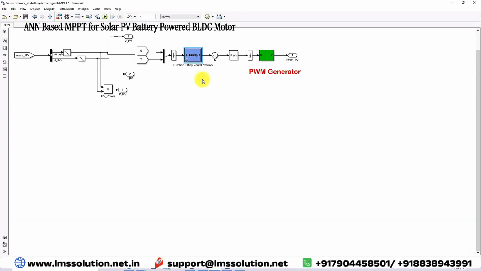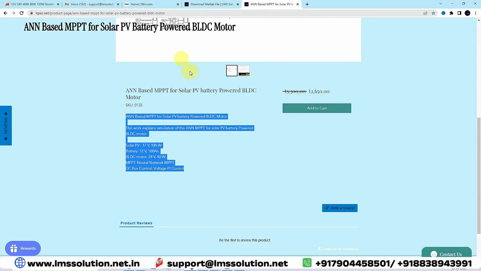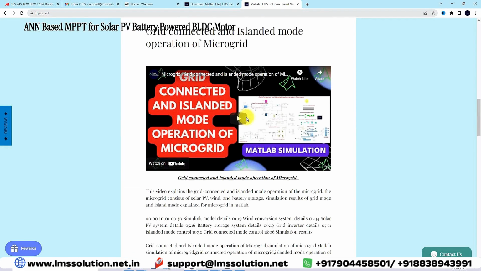It will generate the reference voltage based upon irradiation and temperature. If you want more detail about this neural network MPPT, try to go to my YouTube channel or my website. Coming to this website, you can search for neural network MPPT in this blog. You will get a better idea about that.